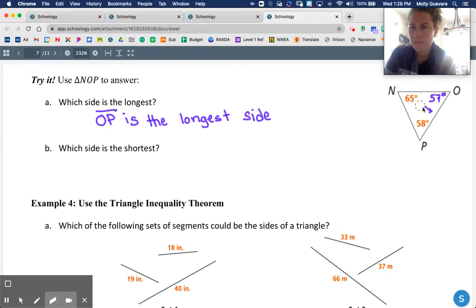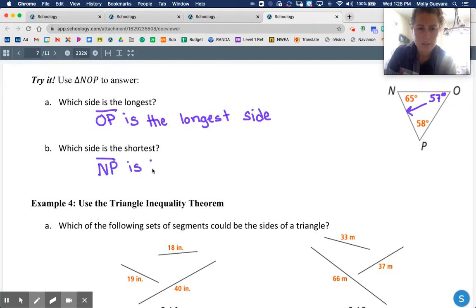Okay. Then it's asking me what is the shortest side. Well, the smallest angle here is 57. So across from that would be NP. So NP is the shortest side because it's across from the smallest angle.